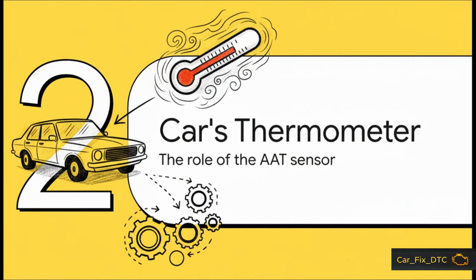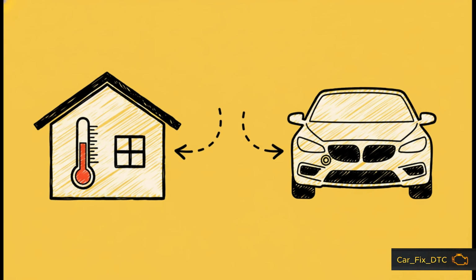Okay, so that brings up a good question, right? What even is this ambient air temperature sensor, and why should you care? Well, the easiest way to think about it is, it's your car's very own outdoor thermometer. Yep, it's that simple. Its whole job is to tell your car's computer, hey, it's 75 degrees out today, or man, it's a chilly 30 degrees. It's just taking the temperature of the air outside the car.